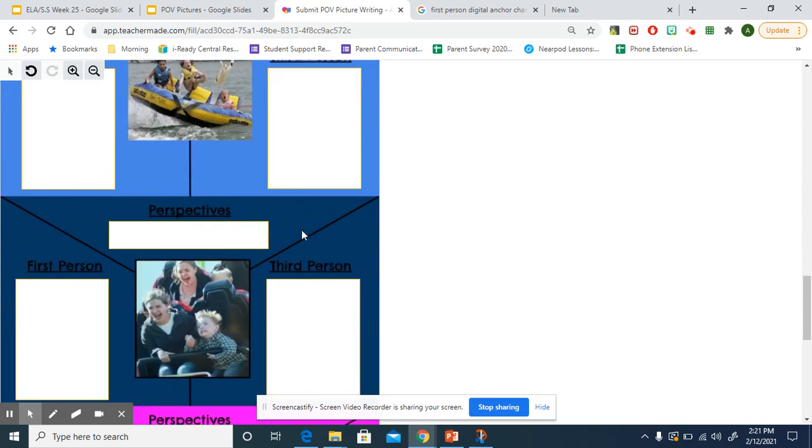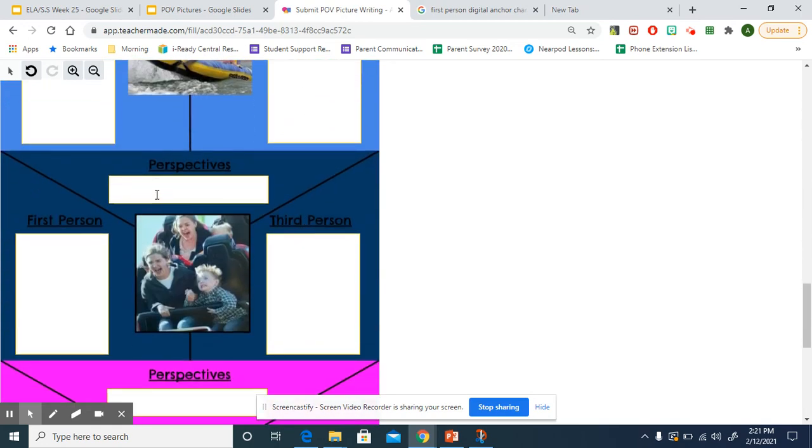So for example, on this one, the perspectives, who's in it? Well, we have the little boy, and we see 2 girls that are also riding the ride. So for first person, you may choose to write it from the little boy's perspective. I held on tight and gripped the handlebar.